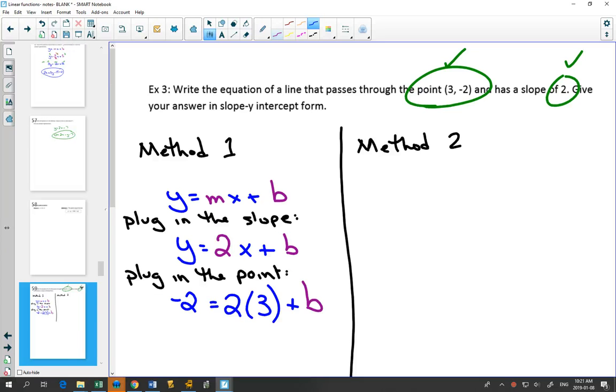I can plug in the x value and plug in the y value. And then I look at my equation and say, hey, there's only one thing I don't know. I don't know the value of b. I wonder, could I get b all by itself? Could I rearrange this so that I just have b on this side? What would I have to do? I'd have to subtract 6 from both sides. Then I would just get minus 8 on this side. And now I figured out b.